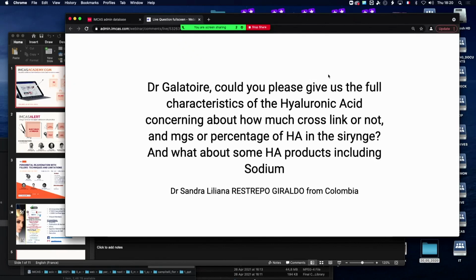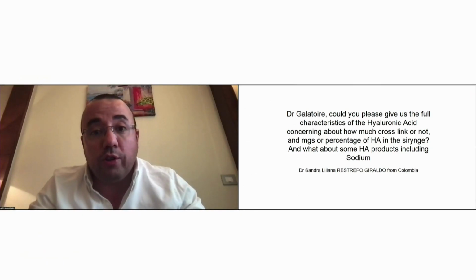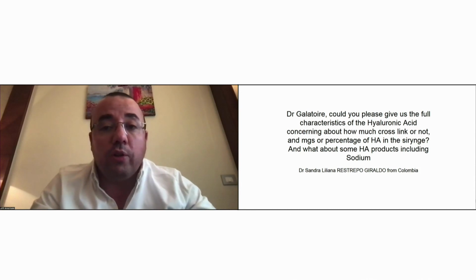And now it's time for our very rich panel discussion because we have many questions from all over the world. The first question is for Olivier, and I believe every one of the faculty can answer that. Everyone is asking, not just Sandra from Colombia, about how to choose the best filler for periorbital rejuvenation. What are the specific characteristics that you would look for, and how would you choose your HA filler?